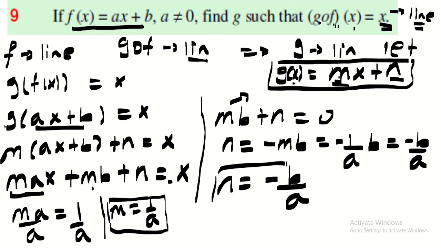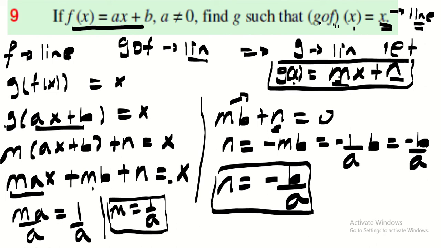That is the answer. The previous answer was not correct. This is the correct one. What did I do? I'm trying to get n, because I got m already here. So what did I do? I shifted this one to the other side. It will be negative mb. What is m? 1 over a times b. The negative remains. So negative 1 times b will be negative b over a. So we got n, we got m as 1 over a, and n as negative b over a.